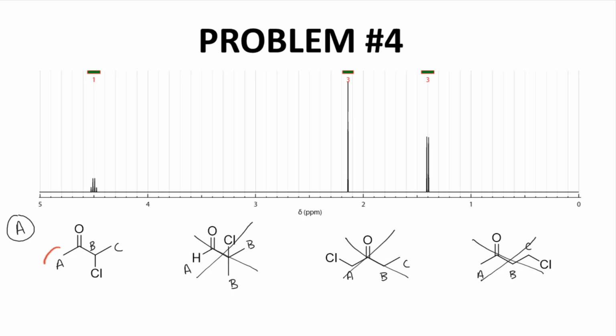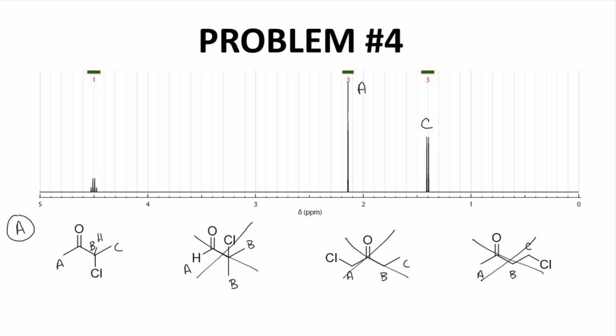So signal A, that's a CH3. There are no neighbors, so that should be a singlet. And we do have a 3-hydrogen singlet. Let's go to the other methyl group. Here's this CH3. It has one neighboring hydrogen right there. That should be a doublet. It is a 3-hydrogen doublet. Fantastic. That's signal C.